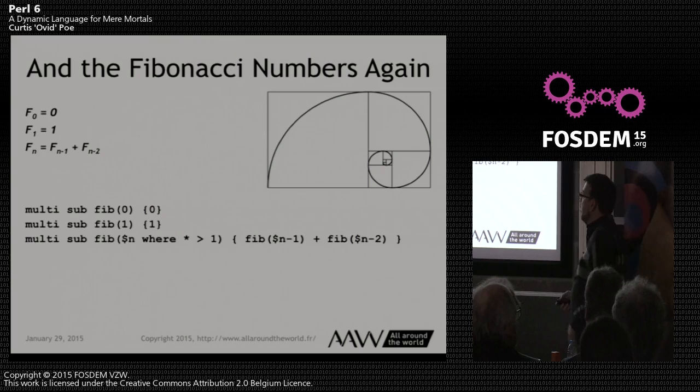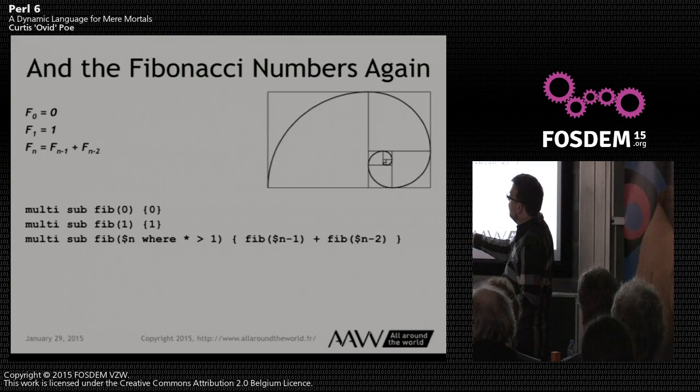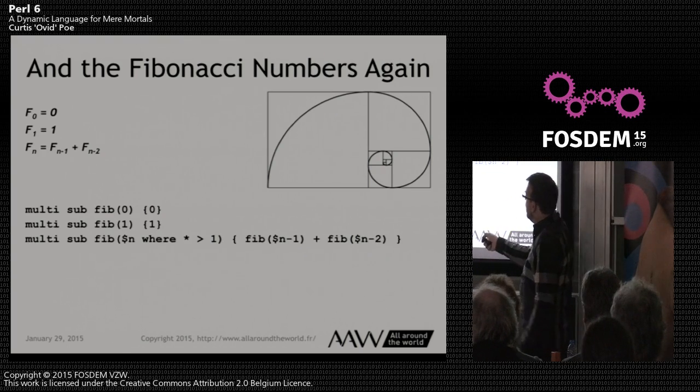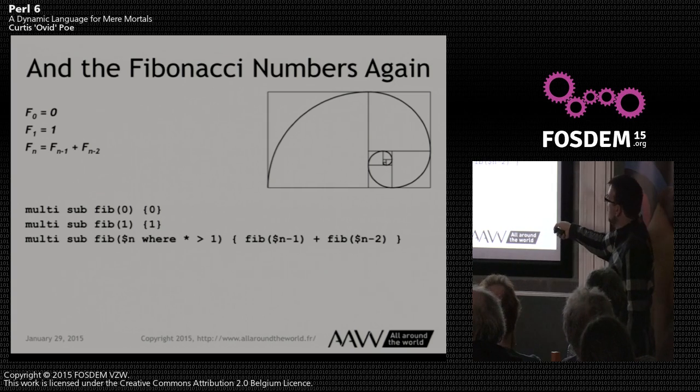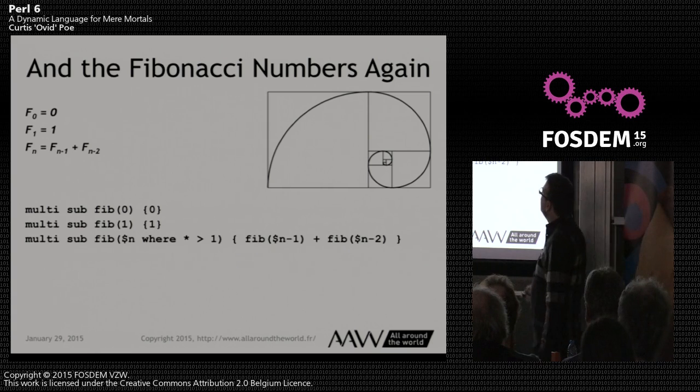By the way, here's Fibonacci again. You could have written this as multi-subs, fib0, fib1, multi-sub fib. I should have had an isCache trait in there, but I wanted this to fit on the slide. So more than one way to do it, obviously.